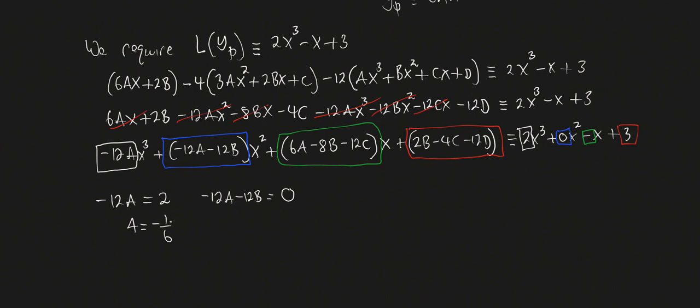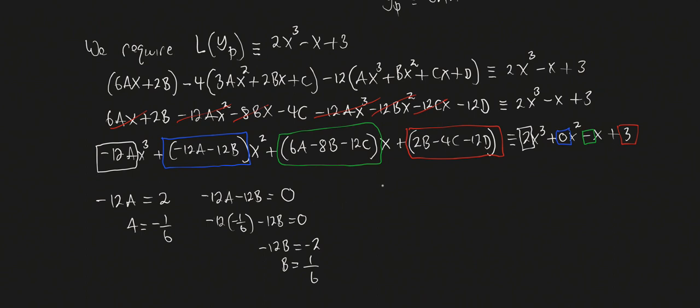But since I know what A is, I can plug it in here, and I have -12 times -1/6 minus 12b. That's equal to 0. So this gives me a +2. Move it over, becomes a -2. So I have a -12b is equal to a -2. So therefore b is 1/6.